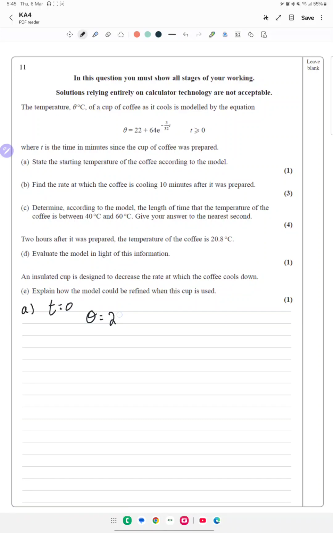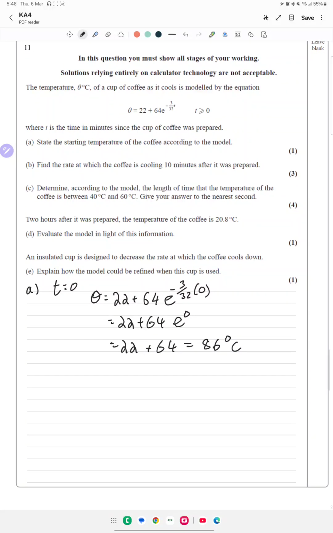So theta is 22 plus 64 e to the minus 3 over 32 times 0. So 22 plus 64 times e to the 0. Remember, it's just the e that's to the power 0, so that's just going to become 22 plus 64, or 86 degrees C. You didn't need the degrees C for the mark.